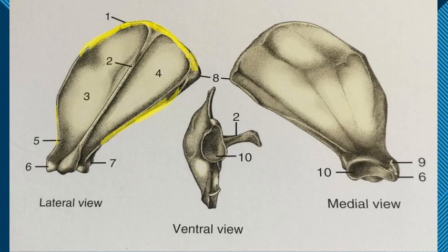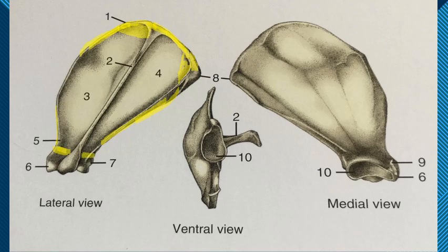Scapula has three angles. One is the cranial angle which is present between the cranial border and dorsal border. Second angle is the caudal angle which is present between the dorsal border and caudal border. And third one is the ventral angle which is present at the distal aspect of scapula. Here ventral angle is present.